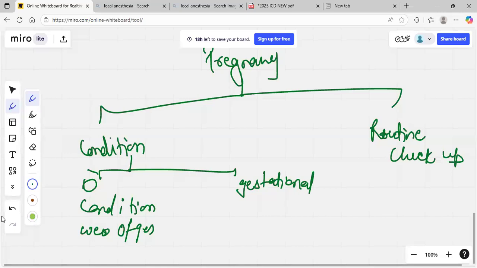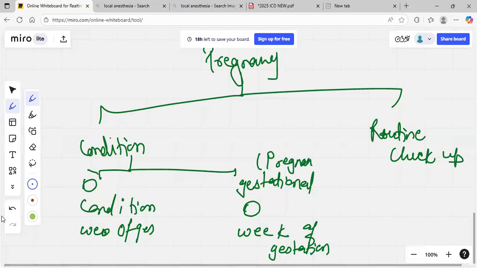So if the patient is coming for a gestational condition, in that case you are going to use a code from series O and the week of gestation. You are not going to use a chapter specific or condition specific code. Why? Because the patient has a gestational condition. Gestational means that the condition is due to the pregnancy, pregnancy induced.